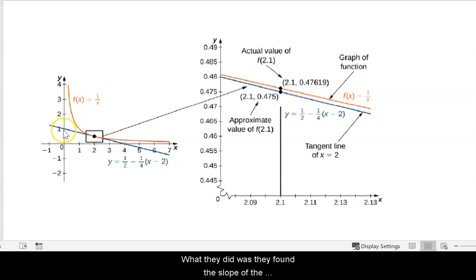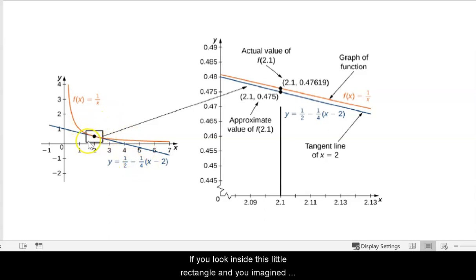What they did was they found the slope of the tangent line right there at 2, and they graphed the line here, the tangent line, at that point. This must be the point (2, 1/2), because when x is 2, the y value on this function would be 1 divided by 2. That's where the 1/2 comes from, and the 2. The negative 1/4 is the derivative of the function 1 divided by x evaluated at x equal to 2. That's where you get the negative 1/4.